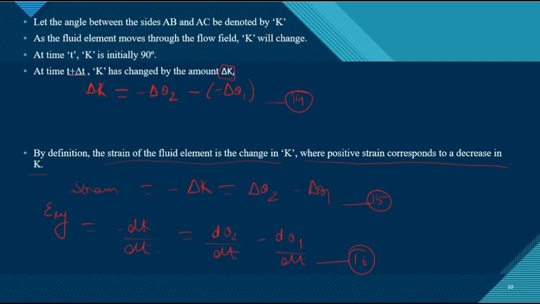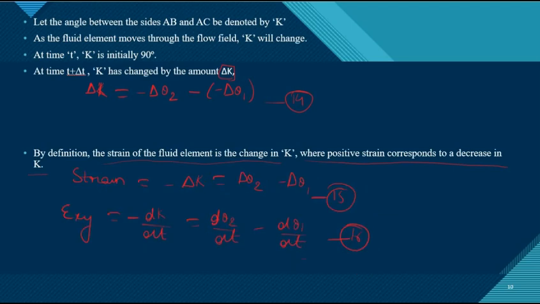Now where am I going to get this d theta 2 and d theta 1 from? We already know the values of the time derivatives of theta 1 and theta 2. So I can write epsilon xy as dou v by dou x plus dou u by dou y. Let us say this is our equation 17a.